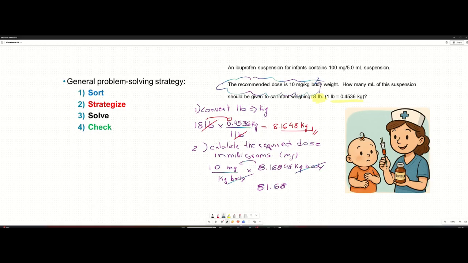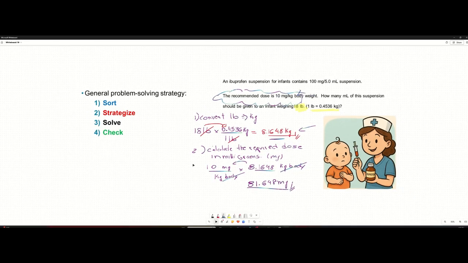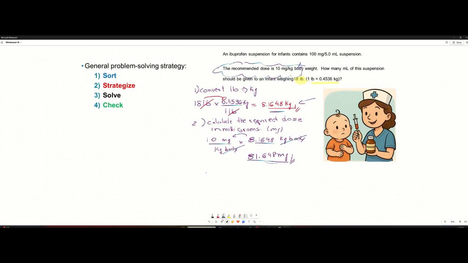Oh, I did it wrong over here. Sorry, I put an 8 over here. It's 1648. Let me erase that so it will not confuse your head. 1648, this is the value over here. Look, so I have 81.648 milligrams. This is the quantity I need. So I needed 81 milligrams. Let me try to close up.